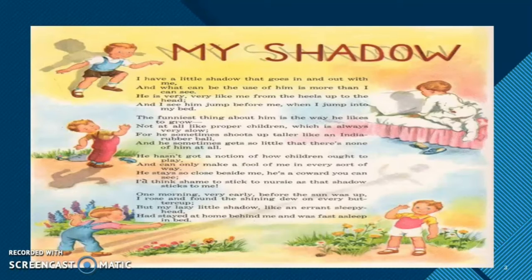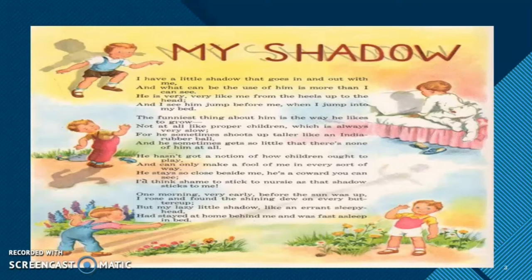Buttercups are shiny yellow flowers that are shaped just like cups, and this poet finds dewdrops. You know what dewdrops are? If you get up early in the morning and look at the leaves, you will find little drops of water on them. That is your dewdrops. So he says that he finds the shining dew on every buttercup.